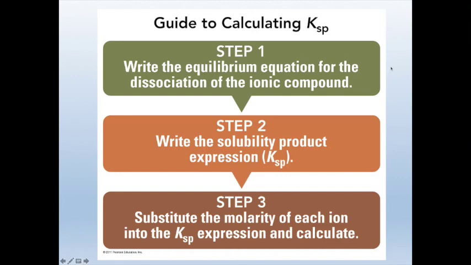Just like before, we can make a flowchart for anything. So calculating KSP values, you write the equilibrium equation for the dissociation of the ionic compound. Then you write the solubility product and substitute molarities of each ion into the KSP expression and calculate.